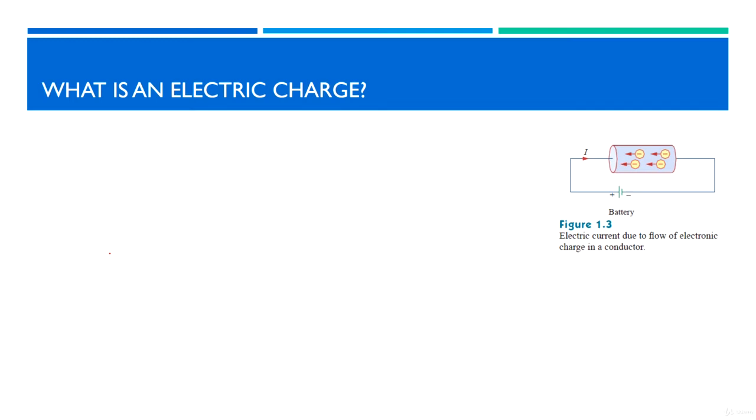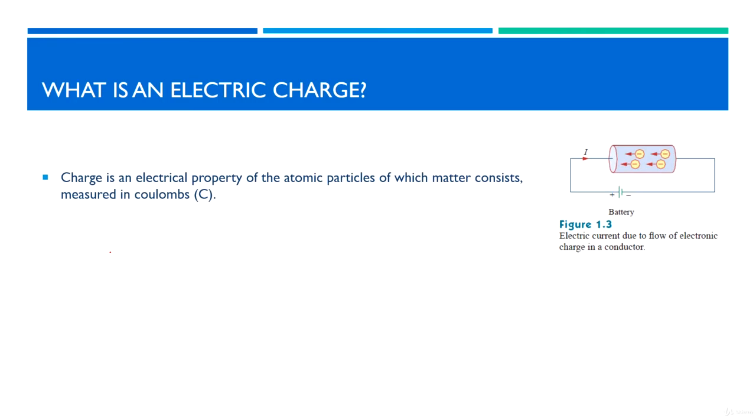Now, we need to identify what is an electric charge. If someone asks me, what is an electric charge? I will tell him that a charge is an electrical property of the atomic particles of which matter consists of, and they are measured in coulombs. So the charge is an electrical property of the atomic particles.